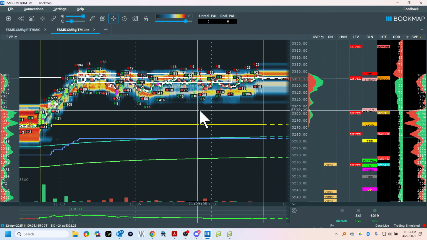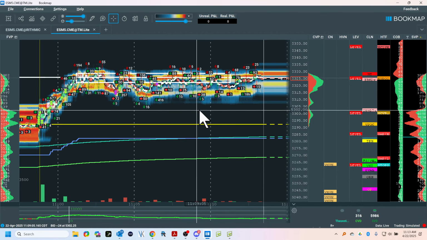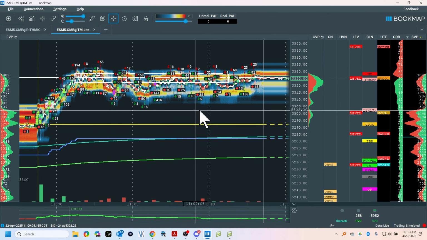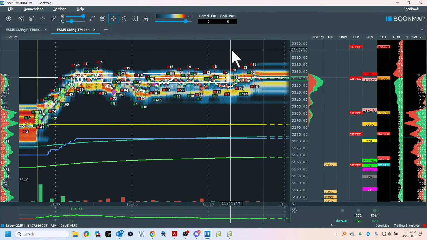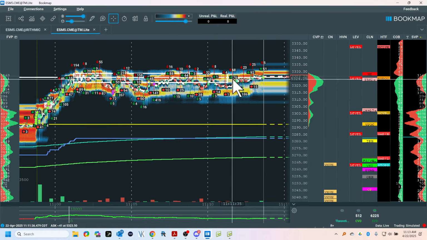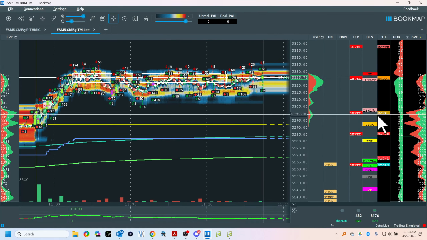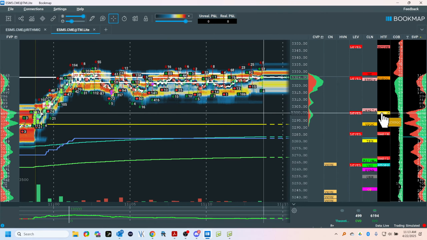Dustin, this naked VPOC is not currently valid unless we break from here. In other words, if we reverse out of here and go south of the border, then it would be important to me. But if we just keep chugging along after this little rest, then no, it's not going to be important. This is still important, and we are above it.